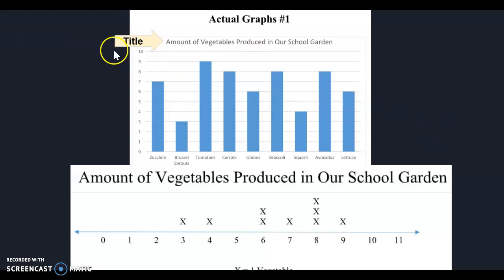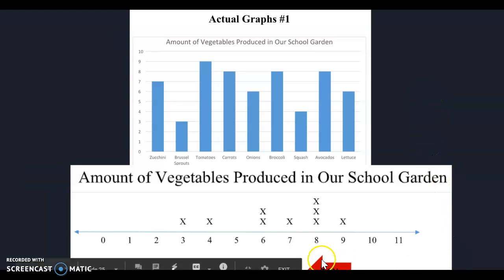And as I click through, you're going to see some arrows showing up, and it's giving specific information about the labels. So right here, this is going to be the title, amount of vegetables produced in our school. And for this one down here, for the line plot, you've got the title, which is amount of vegetables produced in our school garden. And at the very bottom right here is the actual key.